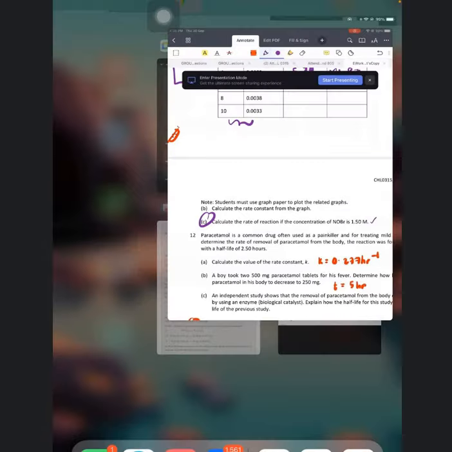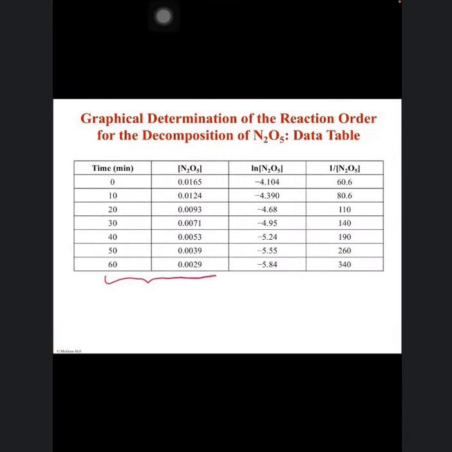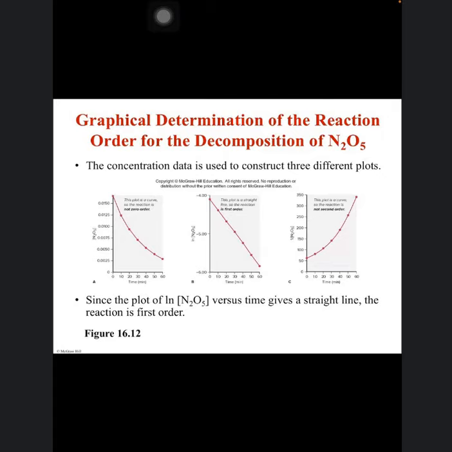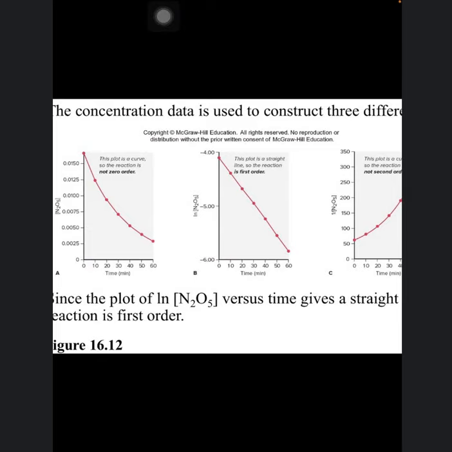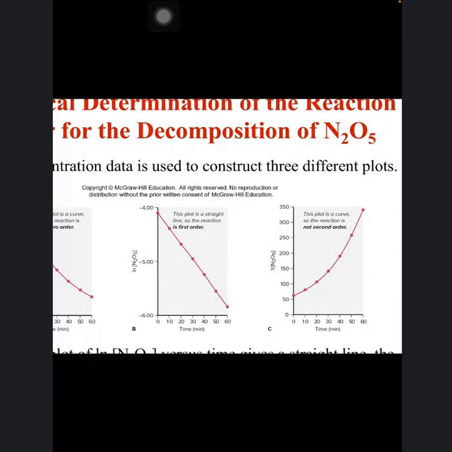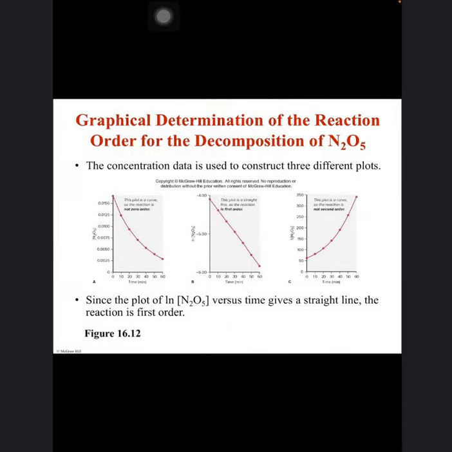So example that I have on my slide adalah yang ni. Yang ni kita kena dapatkan data yang sama macam tadi. Okay. N2O5, ln N2O5 dan juga 1 over N2O5. Lepas tu kalau kita tengok pada the plotted graph, both A dan juga C ni adalah non-linear sebab kita dapat curve. So maknanya it is not a zero order and also not a second order reaction. Yang mana kita dapat linear graph adalah for first order. So which means that the decomposition of N2O5 is a first order reaction. Okay, so is that clear for this part?